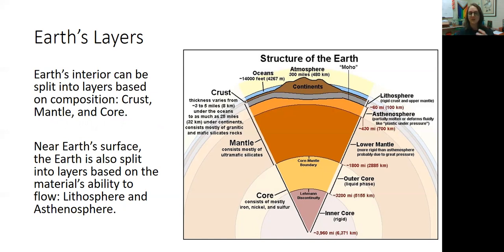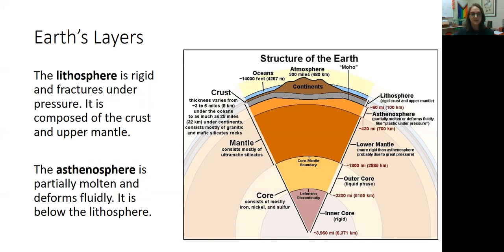We term the crust and upper mantle the lithosphere. The lithosphere, it's rigid, it fractures under pressure, it's composed of the crust and upper mantle. This is separated from the asthenosphere below it. The asthenosphere is the mantle below the lithosphere that does tend to flow, behaves more fluidly, deforms fluidly. Okay? Now, the reason we separate these two layers out, right?